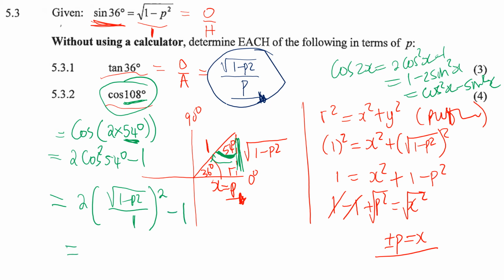According to that formula, we can simplify. It's going to be 2 into root of 1 minus p squared, over 1. When we square, the root will go away and we'll be left with 2 times 1 minus p squared, minus 1, right? We can simplify this. 2 times 1 is 2. 2 times minus p squared is minus 2p squared, minus 1, right? Group the like terms. 2 minus 1 is 1, minus 2p squared. That will be our final answer.